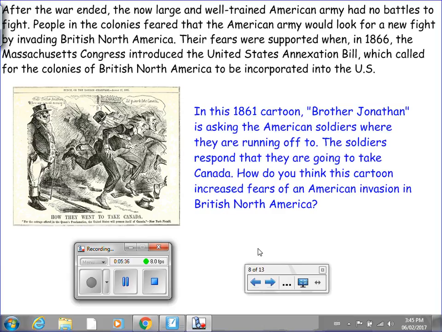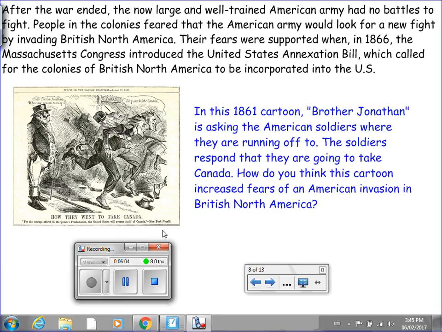After the war ended, the now large and well-trained American army had no battles to fight. People in the colonies feared that the American army would look for a new fight by invading British North America. Their fears were supported when, in 1866, the Massachusetts Congress introduced the United States Annexation Bill, which called for the colonies of British North America to be incorporated into the United States.